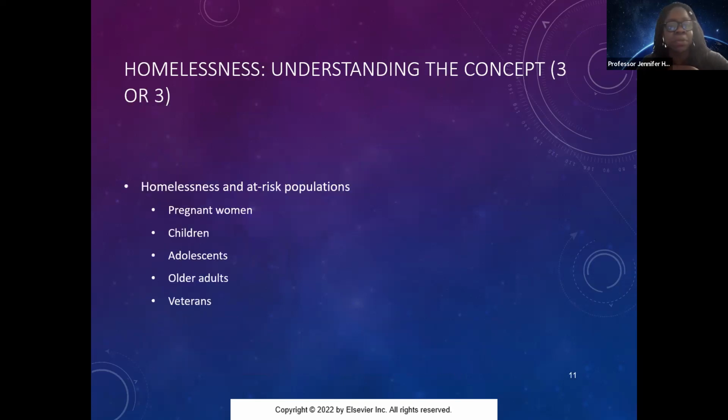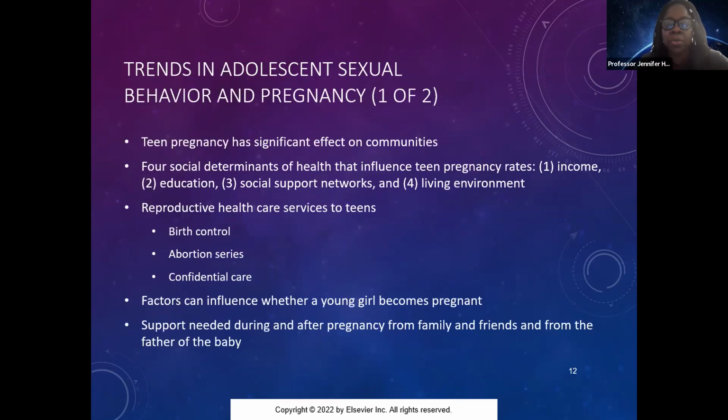Alcohol and tobacco abuse. The at-risk populations that are important to remember are your pregnant women, because they're carrying life that's growing and needs certain services at a certain period of time, and needs for their child as they're growing. Children, adolescents, older adults, veterans, these are all homeless at-risk populations. That's important for us to keep in mind as we go through this chapter and go through our class.